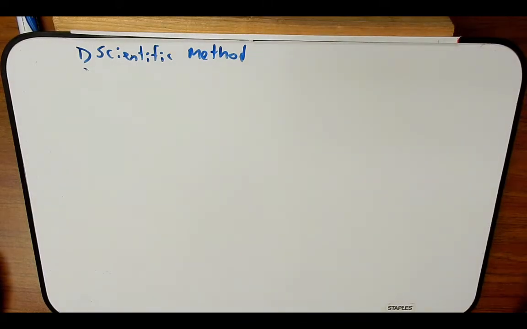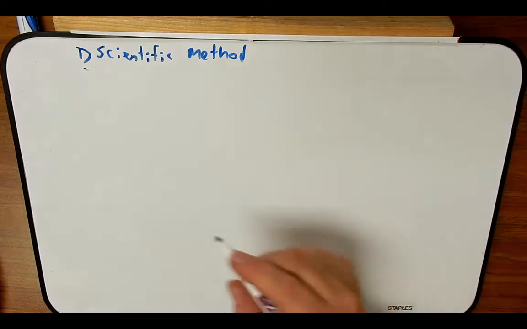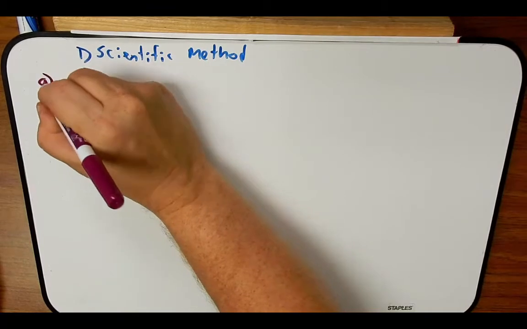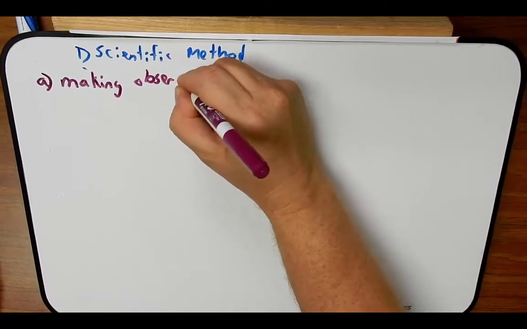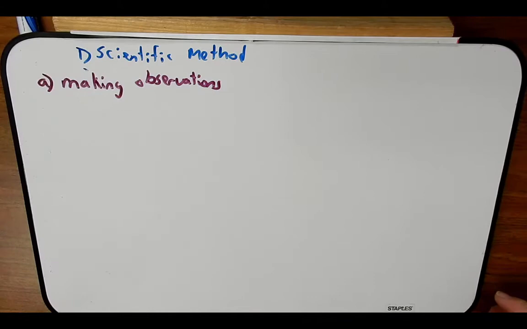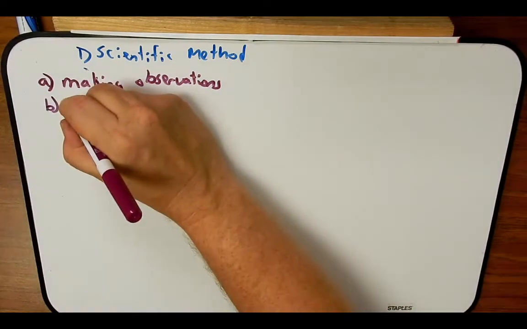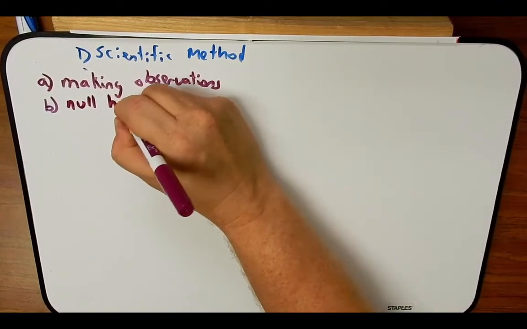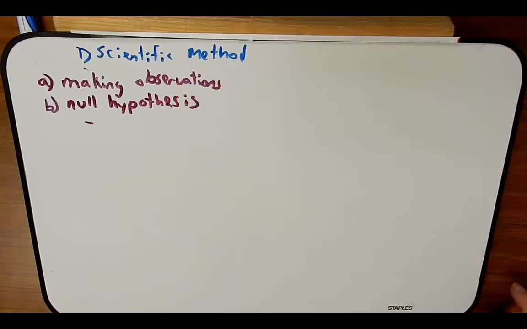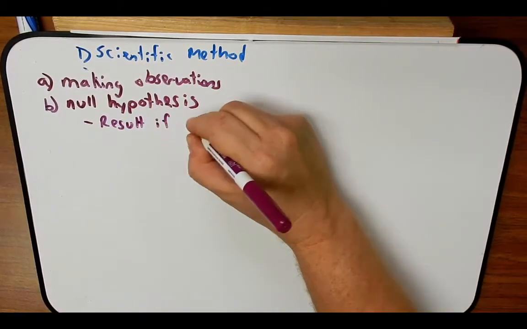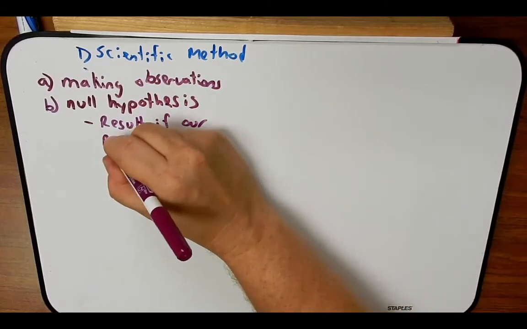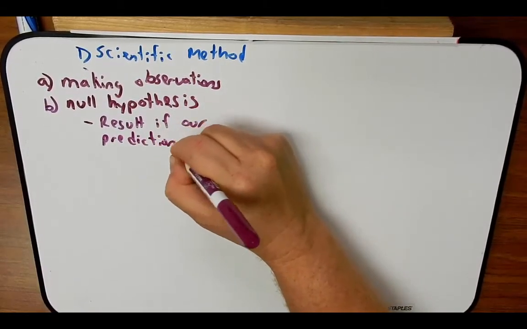In applying the scientific method, there are several different ways that we could approach it. What we're going to do in this class is think about it from the first part of making observations. This includes looking at the experimental observations. This also will include looking at previously published data. We will then form what we call a null hypothesis. In general, we can think of the null hypothesis as the result if our prediction is wrong.